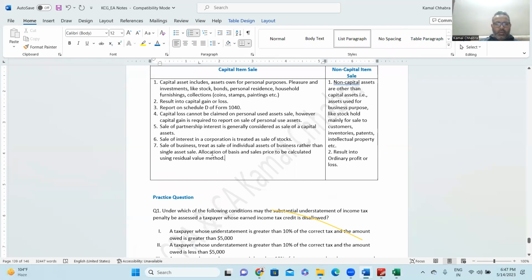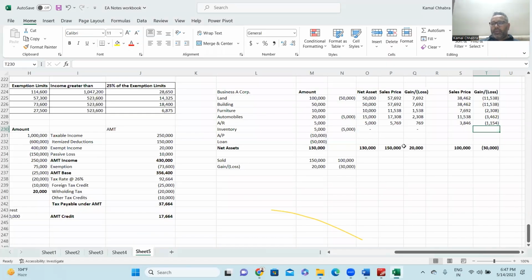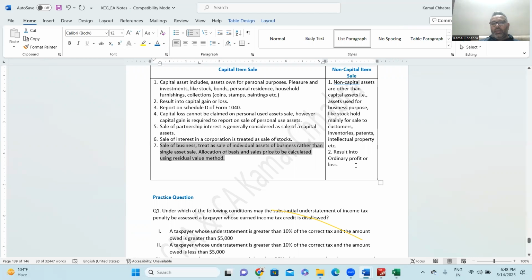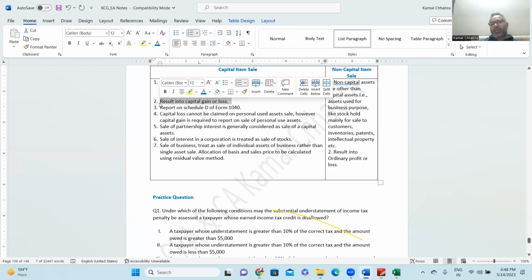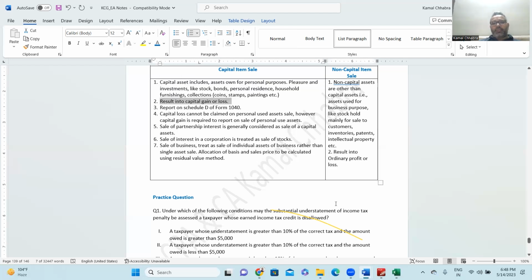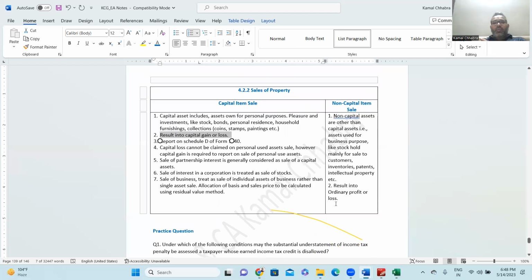The sale of a business is treated as a sale of individual assets of the business rather than a single asset sale. So it should not be considered a lump sum sale. It should be considered an individual asset sale. Allocation of the basis and sales price is to be calculated using the residual value method. And here it results in ordinary gain or loss, whereas this results in capital gain or loss. Any doubt so far? So far so good for sale of property?